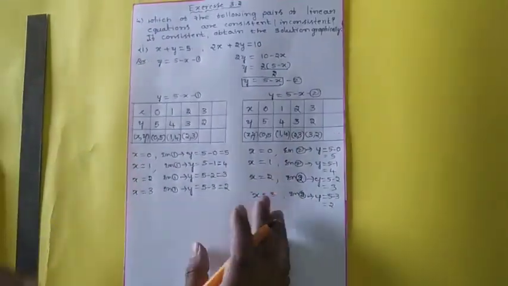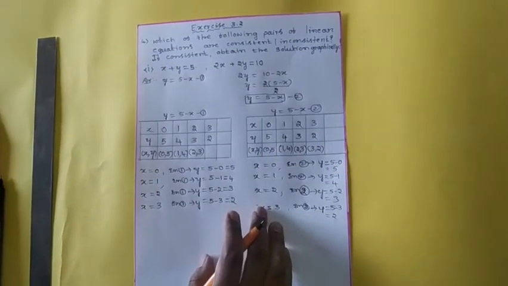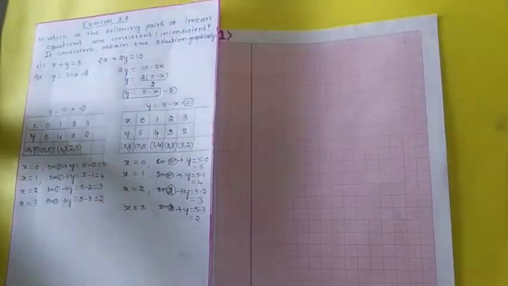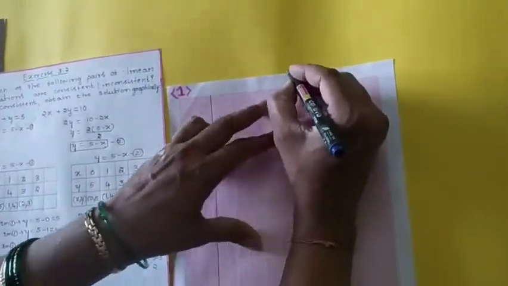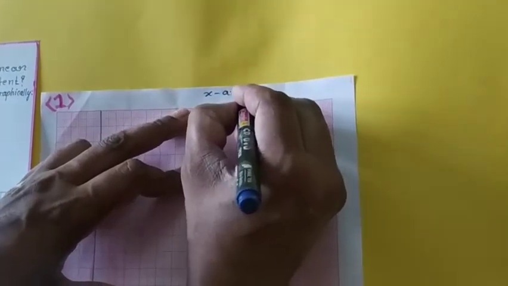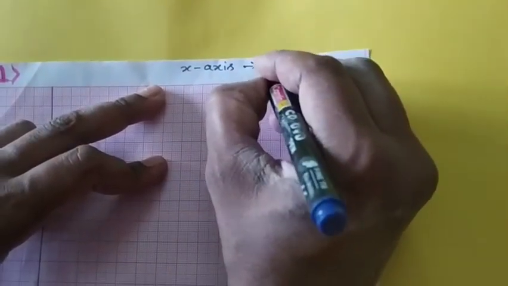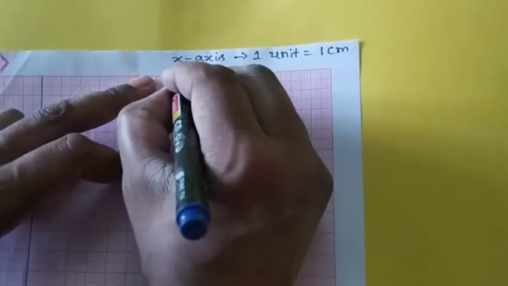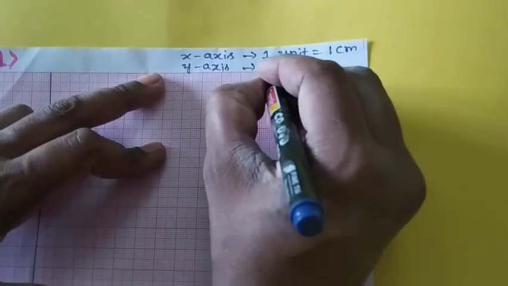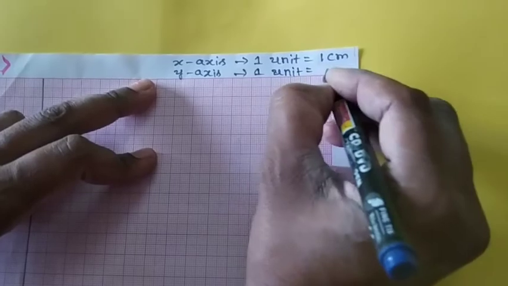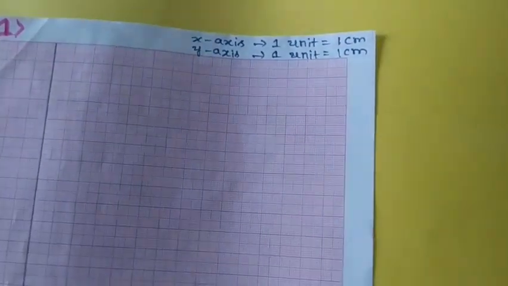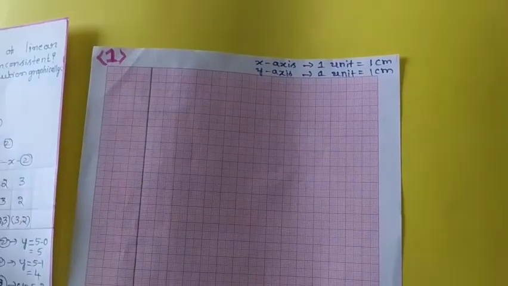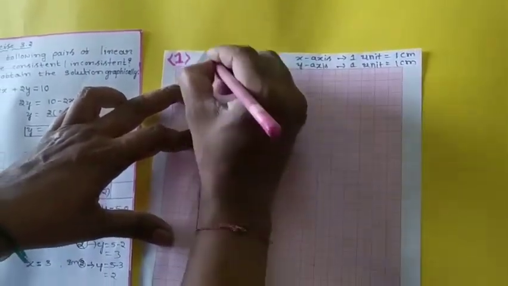We will put the equations and represent them in a graph. We first take the scale for the x-axis: 1 unit is equal to 1 centimeter. On the y-axis, 1 unit is equal to 1 centimeter. Then put the values for the x and y axes.